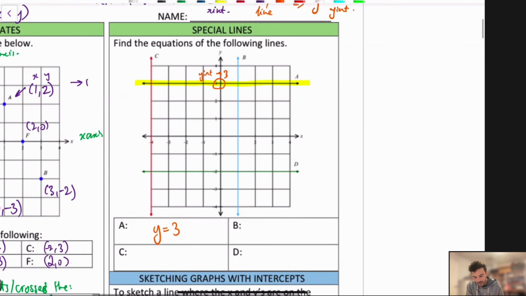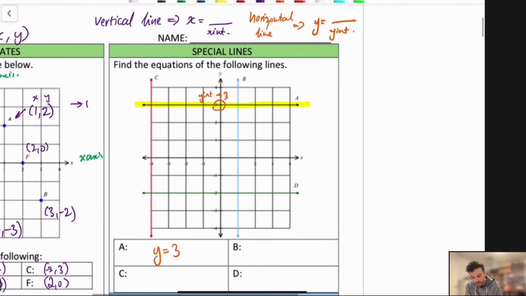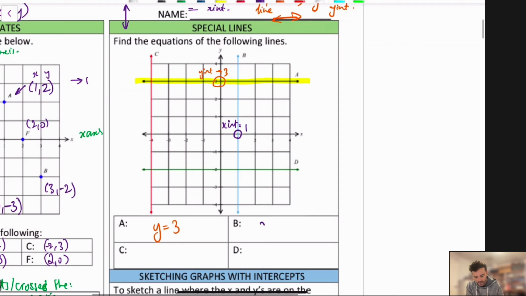Okay, let's have a go at B now. Now B is a vertical line, and I'll draw a picture. That's vertical, that's horizontal. That may help you. So vertical line for B, x is equal to, and let's find out where it cuts, 1. So the x-intercept is equal to 1. So we go x is equal to 1.